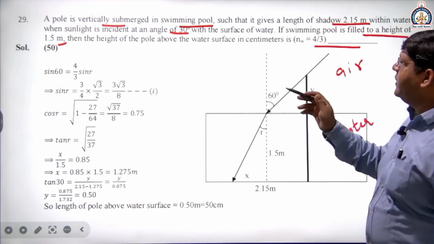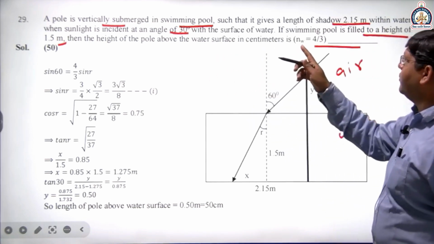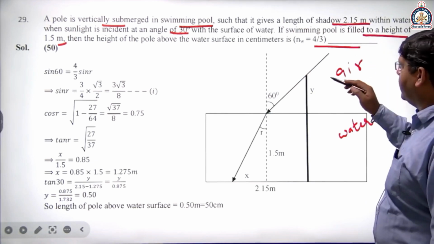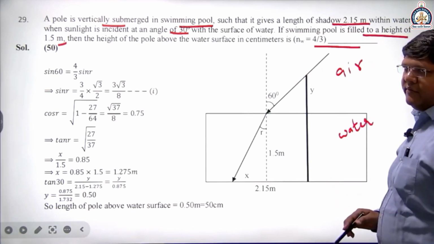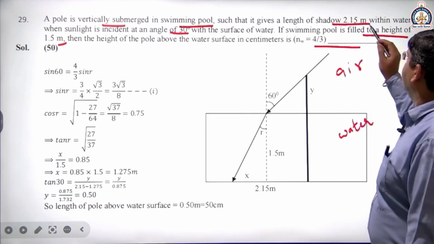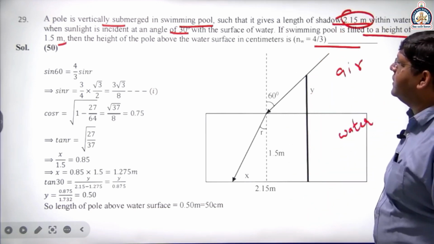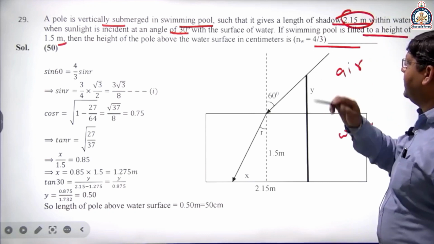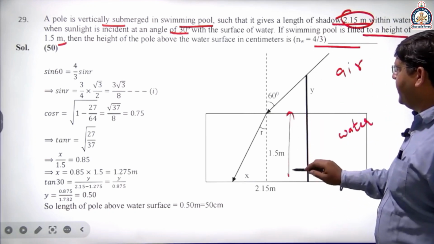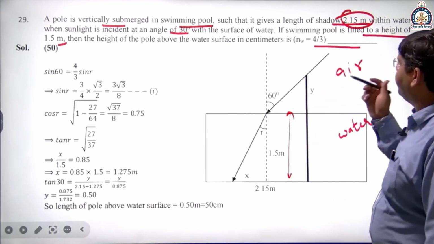Now according to the question, a pole is vertically submerged in the swimming pool such that it gives a length of shadow 2.15 meter. We are provided with a pole which is submerged, meaning it is inside water and some part is outward, and it gives a shadow of 2.15 meter. What angle of incidence is there? 30 degree. The swimming pool is filled to a height of 1.5 meter. We have to calculate the value of this y.